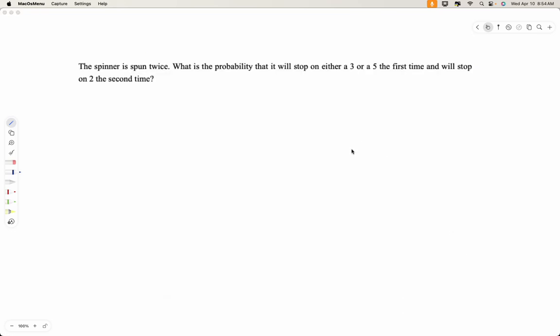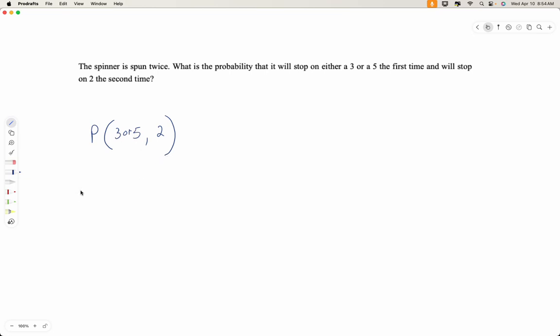All right, the next problem says the spinner is spun twice. So there's only one spinner that we've talked about, and it's that first spinner. So there's 8 spaces on that spinner, so that's what you have to remember. The spinner is spun twice. What is the probability that it will stop on either a 3 or a 5? So 3 or 5 the first time and a 2 the second time.